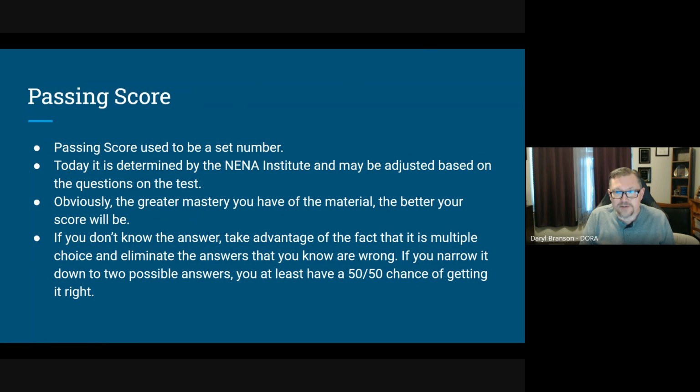If you don't know the answer, take advantage of the fact that it is a multiple choice test. You can eliminate the answers that you know are wrong. So if you read the answers and you're like, I'm not sure which one of these is right, start thinking to yourself, okay, which of these are obviously wrong? Then you can eliminate those. And if you get down to 2 possible answers, then at least you have a 50-50 chance of getting it right.